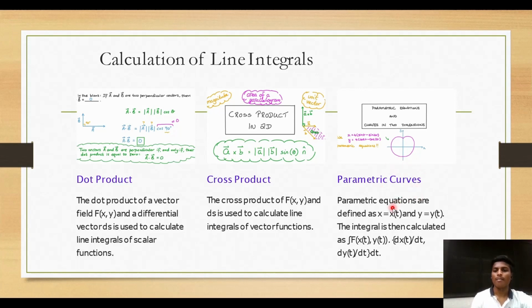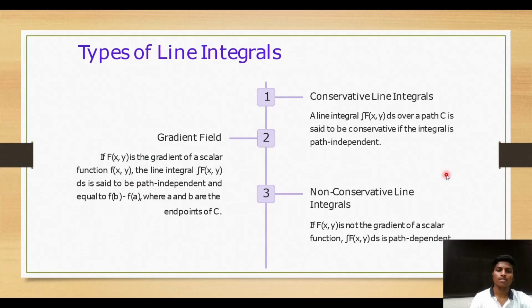Now, parametric curves. Parametric equations are defined as x equals x of t and y of t. The integral is then calculated as the integral of f of x of t and y of t, times dx of t by dt and dy of t by dt, times dt. So in this way, parametric equations are solved and parametric curves are formed. You can see an example here. This is in two dimensions, 2D.